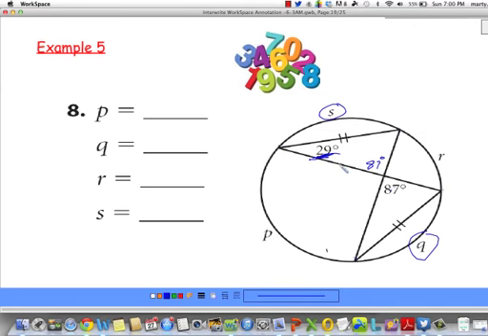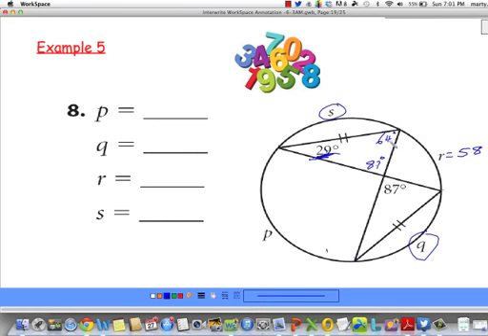That 29 needs to be doubled. 29 times 2 is 58. So I know that R equals 58 degrees. Now, 87 and 29. 87 and 29 is 116. And so the third angle of this triangle is 64.